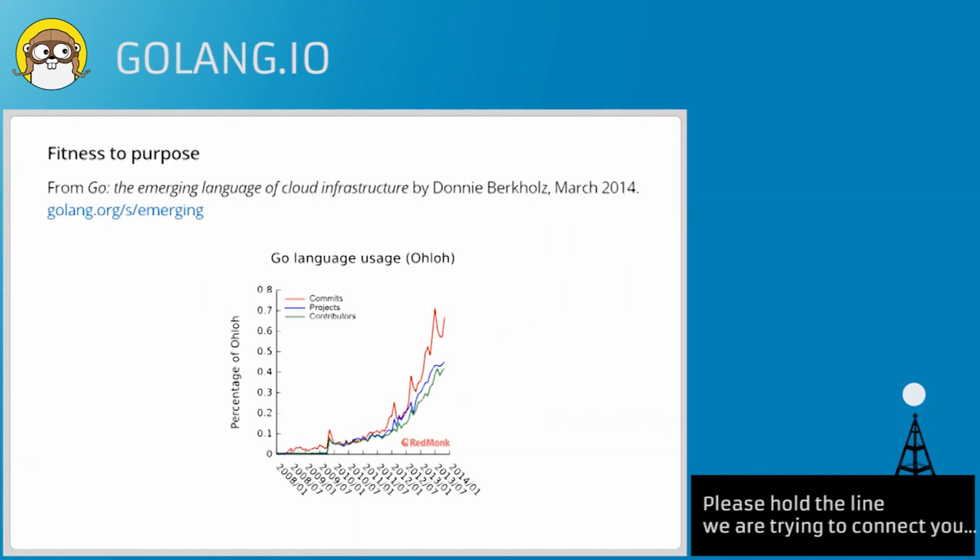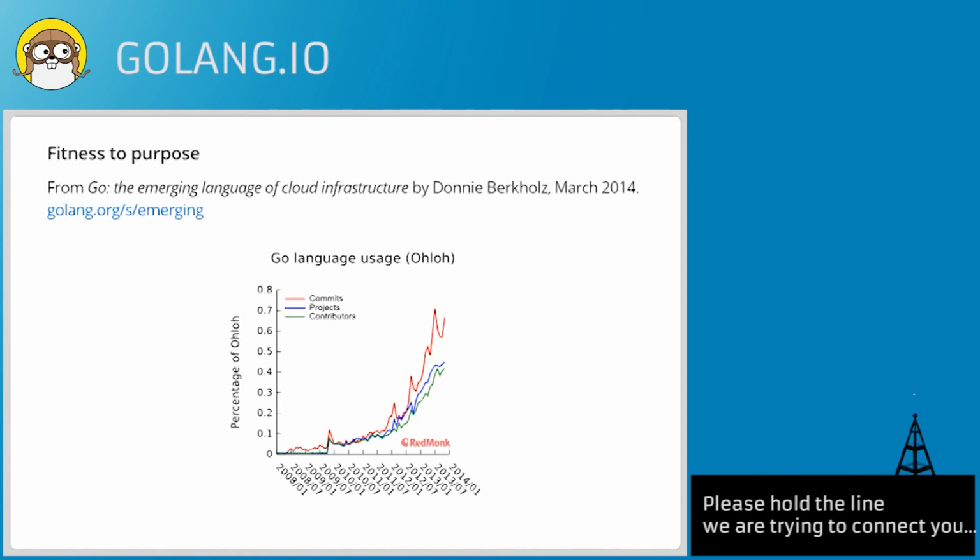So that brings me to my final point here, which is what I call fitness to purpose. In March, a month ago, this guy, Donnie Berkholz, maybe he's here, I don't know, wrote this article on RedMonk entitled Go, the Emerging Language of Cloud Infrastructure. Now, the emerging part is cool, I love that. But if you drop that, it would say Go, the language of cloud infrastructure. That doesn't really surprise me because Go was designed to be a language for cloud infrastructure. That's why we did it. That was the whole point. We used to call those things servers, now it's called cloud infrastructure. It'll be called something else next year. But that's what we did.